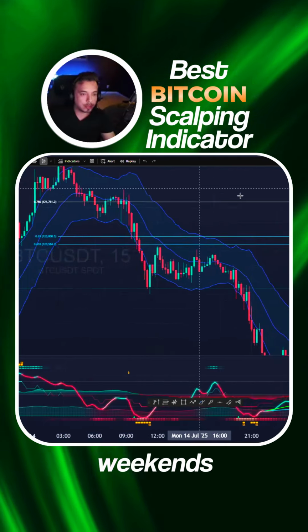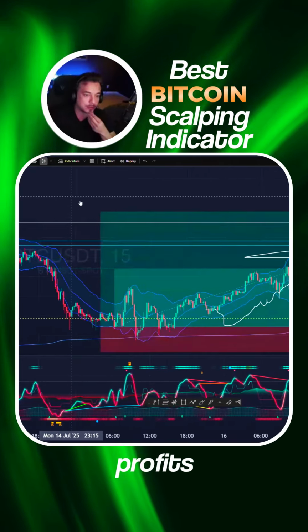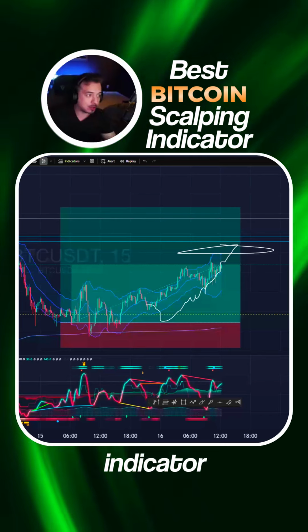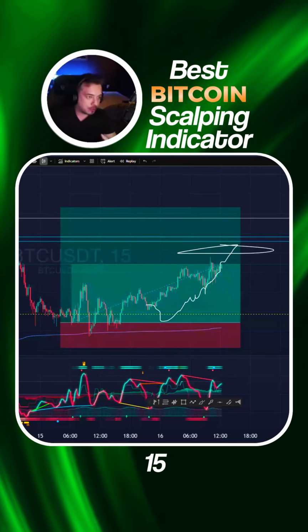So again, on the weekends, it really helps me out, especially if I'm trying to scalp certain tokens or take profits, right? So that's an indicator I use, right? And it's typically turned off because I only use it for Bitcoin on the 15-minute time frame.